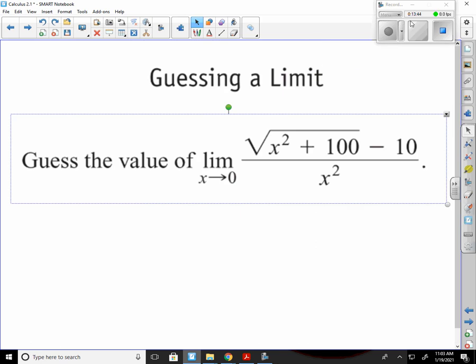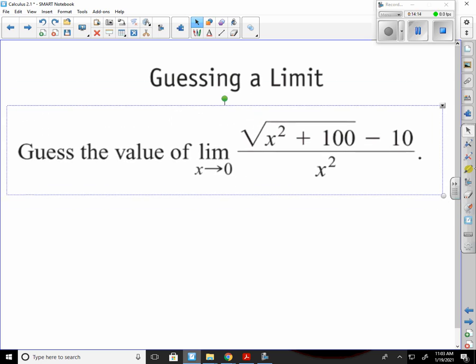Okay, guessing a limit. Guess the value of the limit as x approaches 0, the square root of x squared plus 100 minus 10 over x squared. There's a couple different ways that we can handle this. One would be to start putting in values that are close to 0. Another way would be to use the graphing calculator, which kind of stinks because I know some of you don't have them. And the last way would be to try to graph it on Desmos and see what we get there. Now you're not going to be able to put the limit part in, but you can put the rest of the equation.